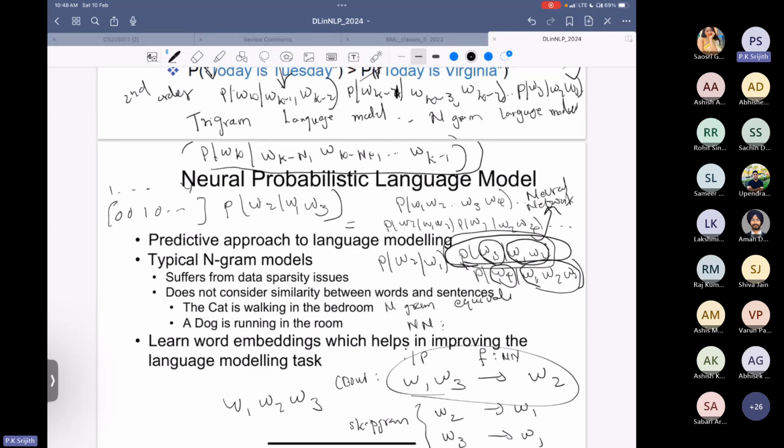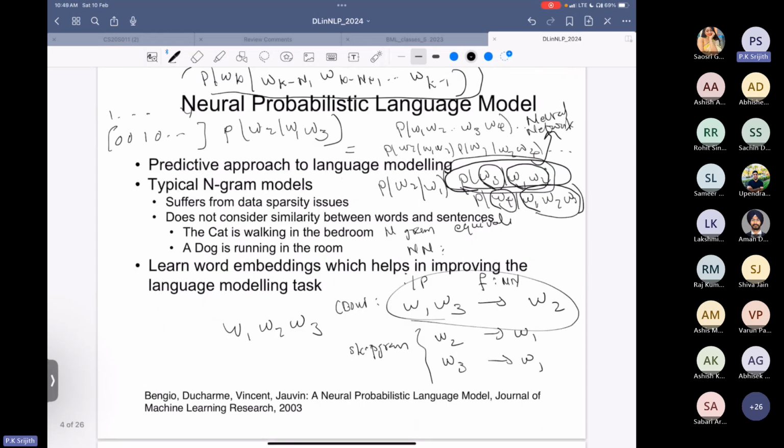For example, there is a sentence like this: "The cat is walking in the bedroom." Of course, your corpus contains words such as dog, running, room, etc. But a sentence like "a dog is running in the room" did not appear as it is in the corpus. But the word dog appeared elsewhere in a different context, running appeared elsewhere in a different context, room appeared elsewhere in a different context. But the sentence "the cat is walking in the bedroom" appeared as it is.